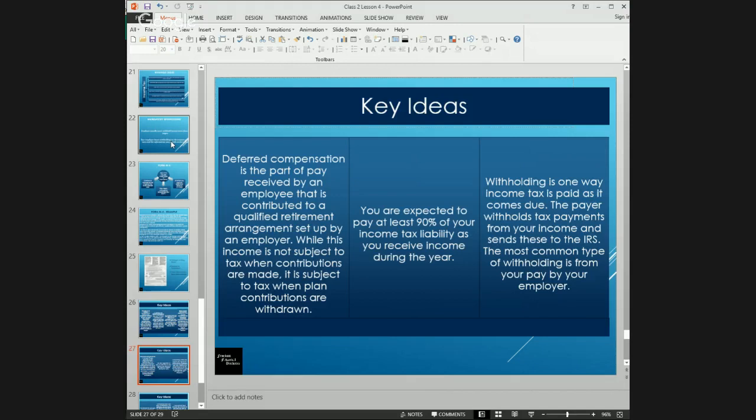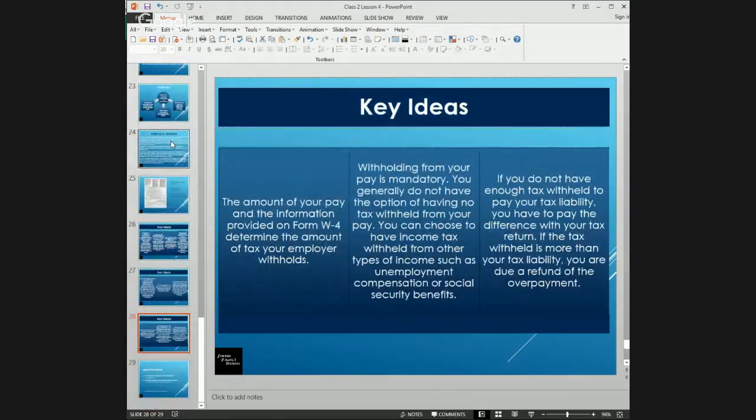Again, you are expected to pay at least 90% of your tax liability during the year, and this would be paid through withholdings. Withholding is one way that the income tax is paid as it comes due. The payer withholds the tax payments from your income and sends these directly to the IRS. And this is the most common type of withholding. The amount of your pay and the information that you provide on your W-4 determine the amount of tax your employer withholds. Withholding from your pay is mandatory.